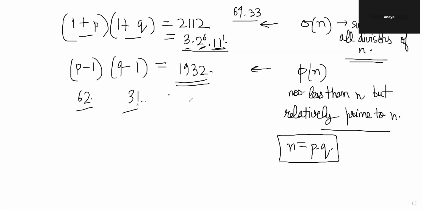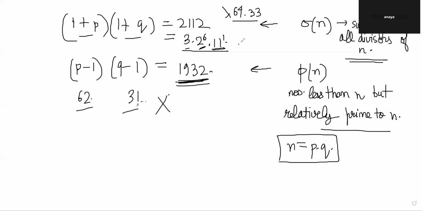Is it fitting? 2 into 961. Wait, no. That's 1922, not 1932. 1966 would have been this. So it doesn't fit. So, okay, this doesn't fit. So you can choose another pair.